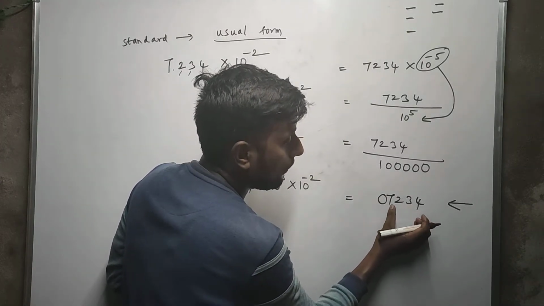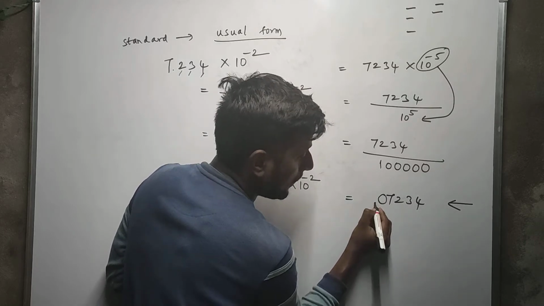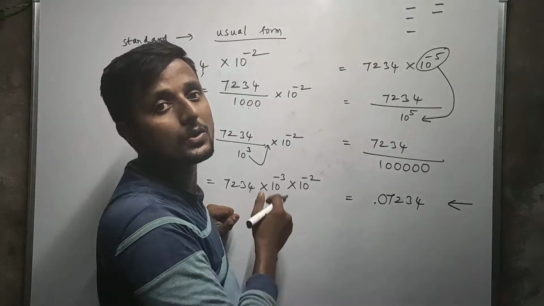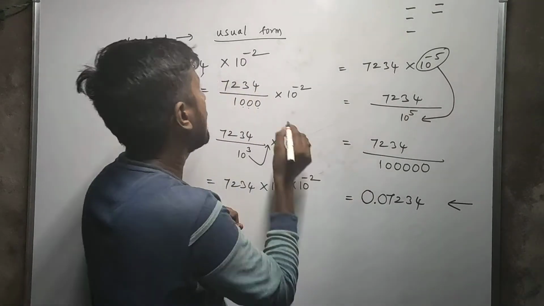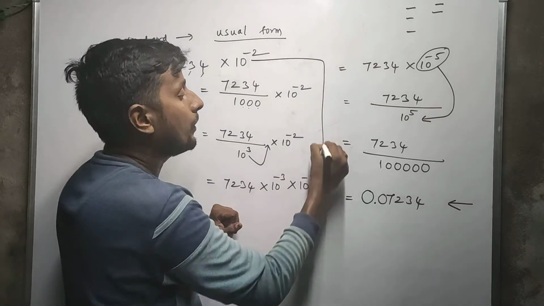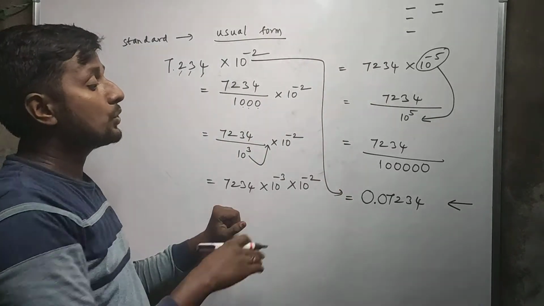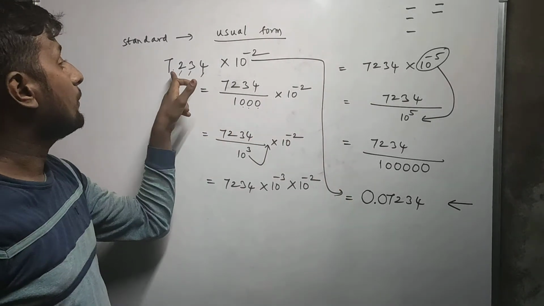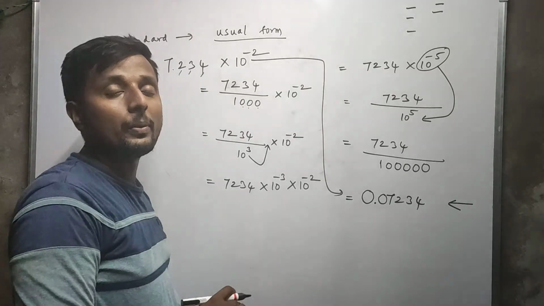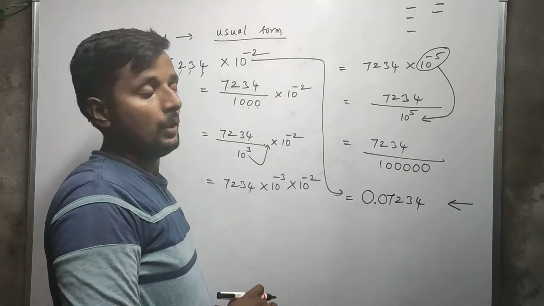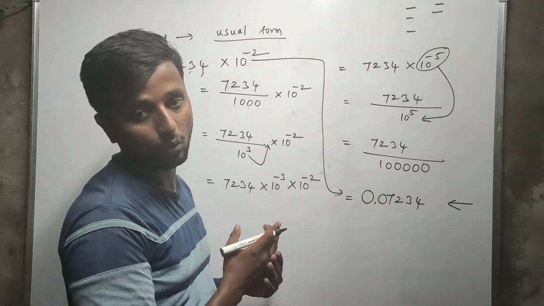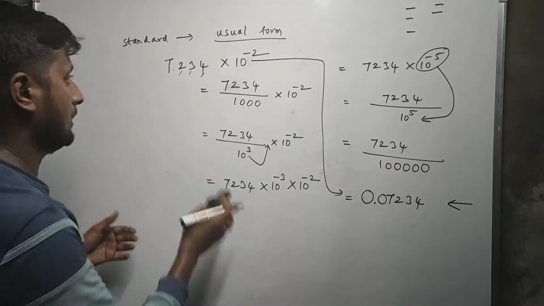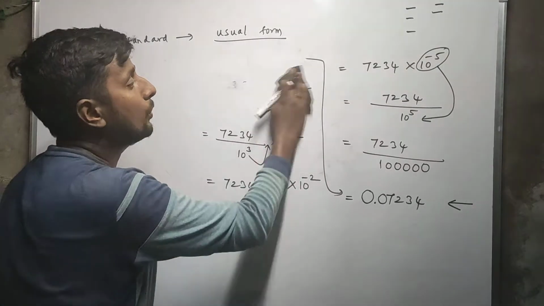1, 2, 3, 4, 5. So here, decimal. But before the decimal also we need a digit, so I can add one more 0. Now the standard form, the usual form of 7.234 into 10 to the power minus 2, that is 0.0724. Okay, right. Now we'll go with the shortcuts.